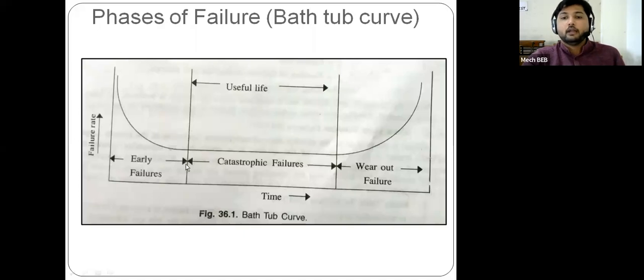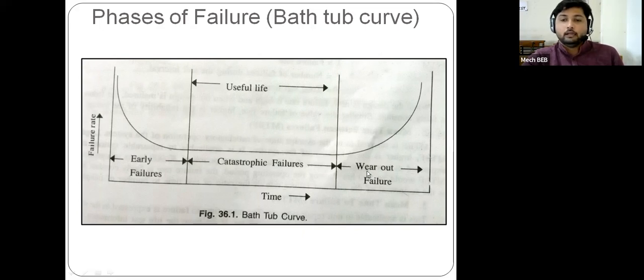Now after completion of the useful life, or if the companies are providing a warranty or guarantee period for a particular time period, say 1 hour or 1-2 hours, that will be considered the useful life for that particular product.